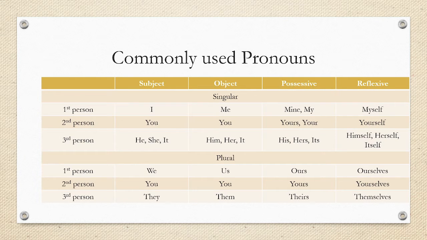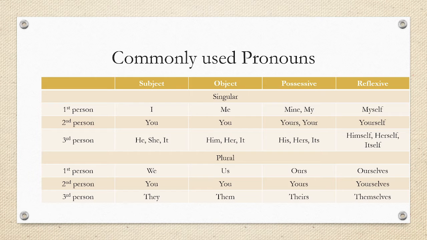So he, she, it becomes him, her, it in object, and then in possessive it becomes his, her, its. In reflexive it becomes himself, herself, itself. So this is the singular form of pronoun. Now let's see the plural form of pronoun.